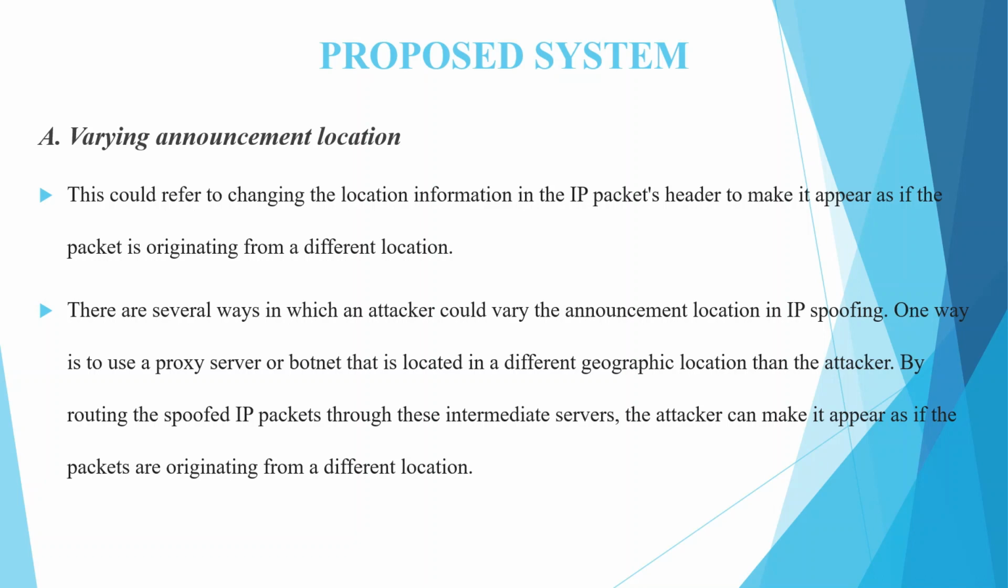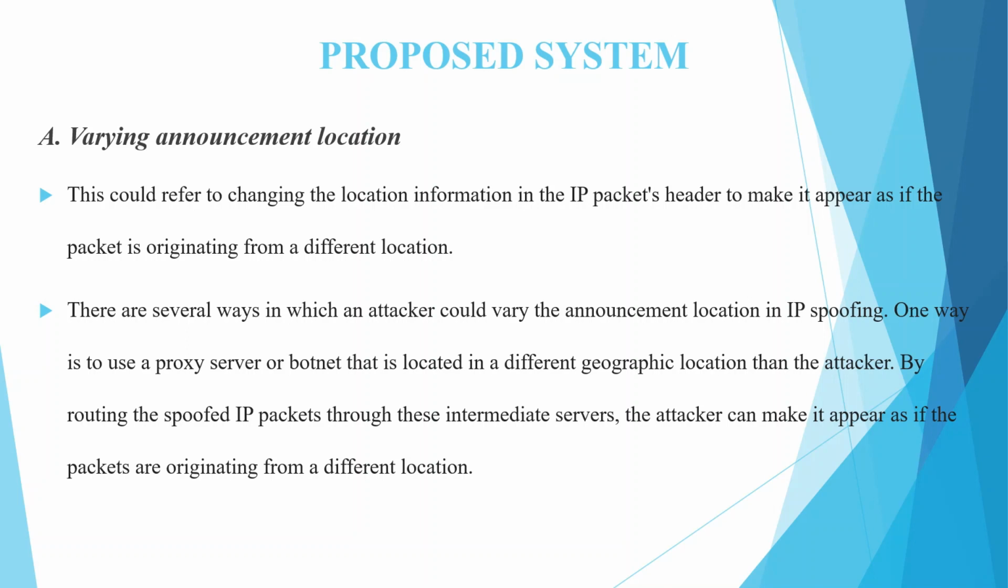Here are the proposed systems. Firstly, varying announcement location. Prefix announcement from multiple peering links enhances route diversity and on average results in smaller catchments. This could refer to changing the location information in the IP packet's header to make it appear as if the packet originated from a different location. Smaller catchments help localize fake traffic more accurately.